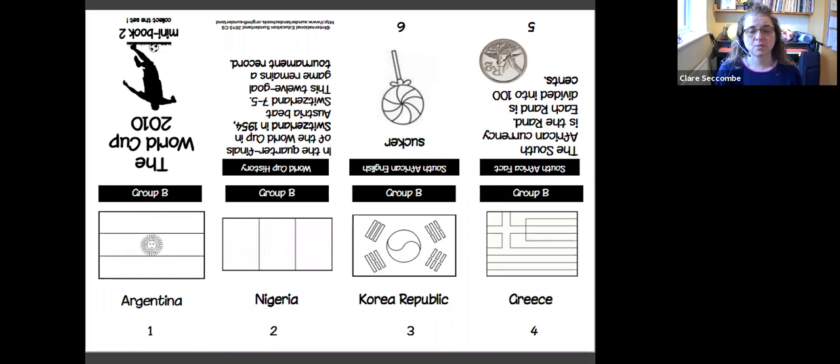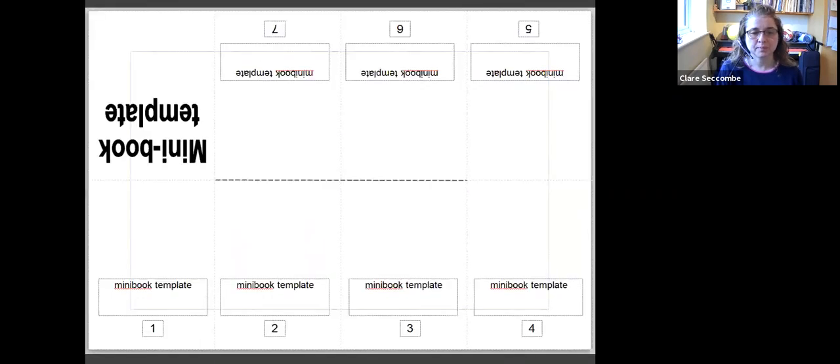So the possibilities for mini books are endless. They can even be non-fiction. This is one that I made some time ago for the Football World Cup, for example. If I'm doing a pre-printed version of a mini book, I make it in Microsoft Publisher. I make nearly all my resources in Publisher. And I have a template worked out with the rotations built in and a dotted line for the cut, which is already marked on as well.